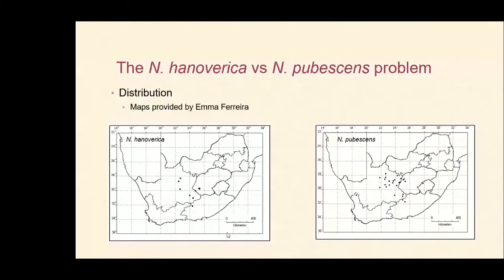These species also have an almost similar distribution in the Free State province. So as you can see here on the distribution maps, they're both found on the western side of the Free State province. Next slide, please.